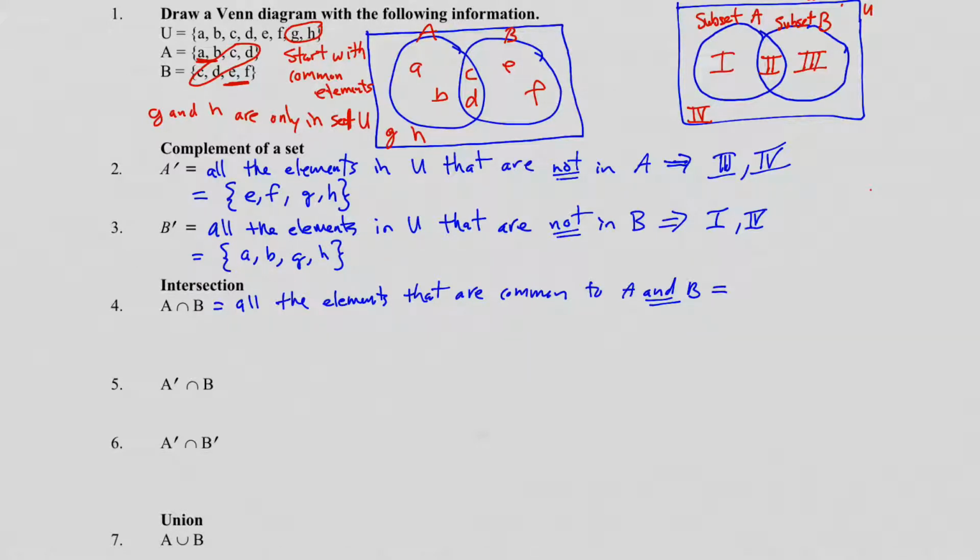Okay. So what region would be the region that shows the elements that they have in common? Well, that's that overlapping region, which is region 2. Okay, region 2 is going to be our overlapping region, or what they have in common.